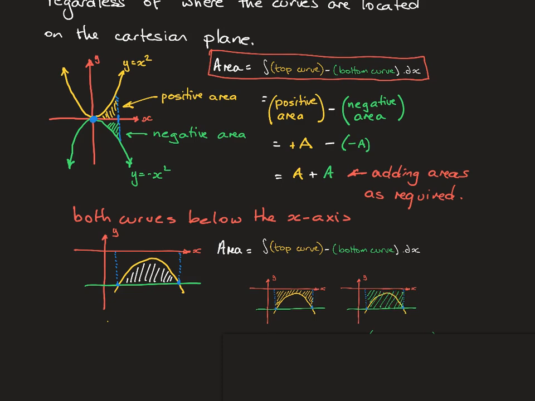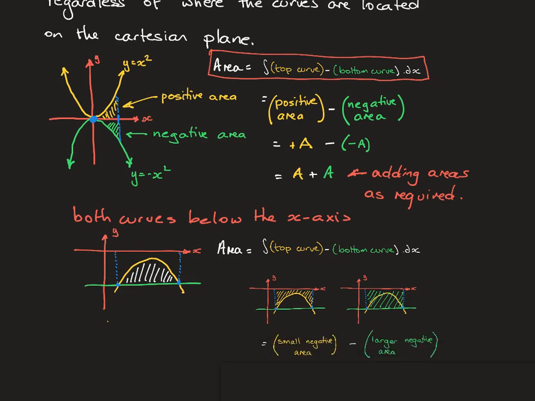And you can already see, if we started with this green area and we took away this yellow area, we'd end up with the white area over here that we're looking for. So that's logical, but let's follow through using this particular formula just to show you that it works.